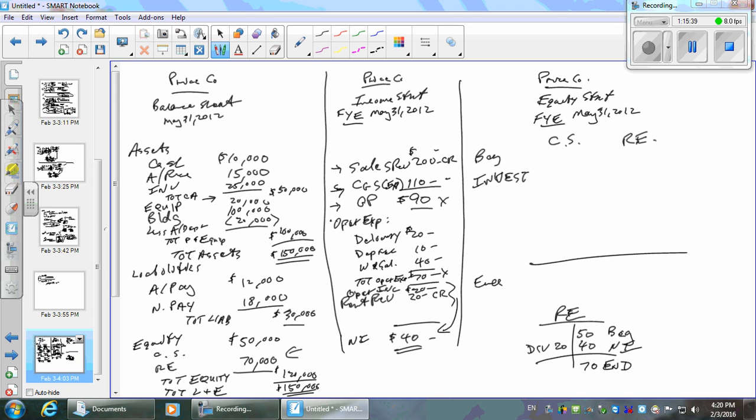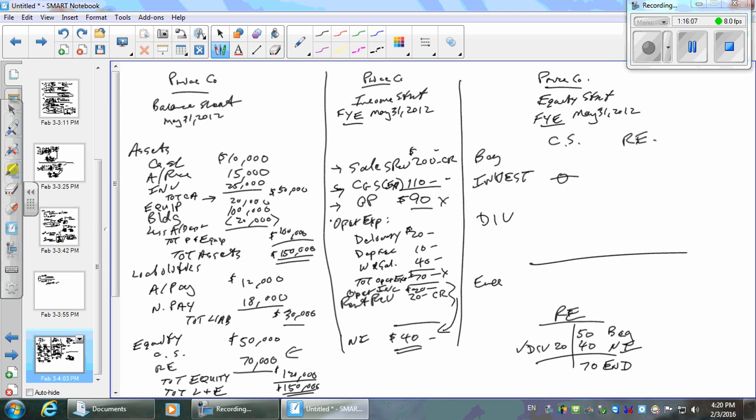Did they invest during the year? Was there any investment? It's like a dividend. They started with 50. A dividend is a reduction of retained earnings. See, there's the dividend coming out. It's not an expense. It's a direct reduction of retained earnings. You debit retained earnings and credit cash, or debit retained earnings and credit dividends payable, or whatever it is. So the dividend's going to come out of retained earnings. So there is no investment.